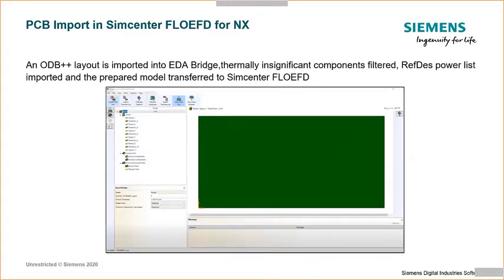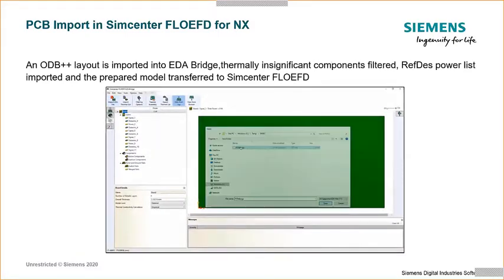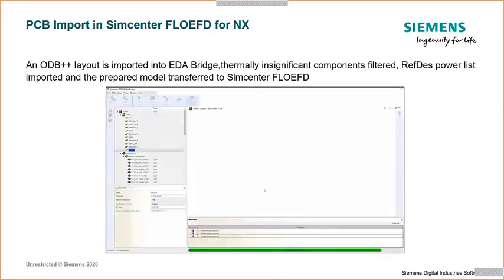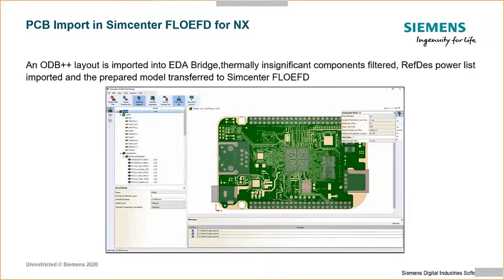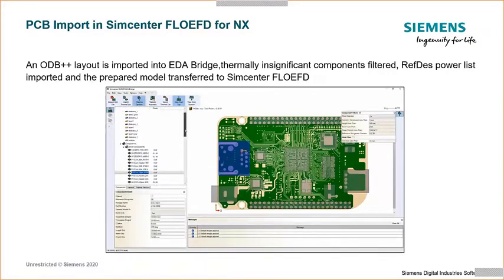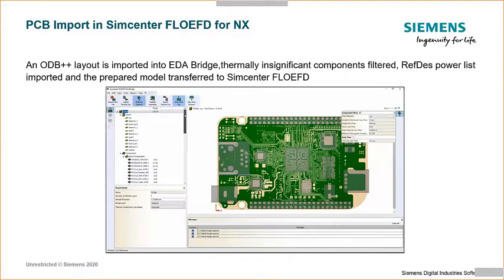So this shows how EDA Bridge can be used to import, in this case, an ODB++ layout. It's imported. Filter functionality enables thermally insignificant components to be filtered, in this case, less than, I think, 0.6 millimeters high. In terms of power dissipation, a RefDes power list can be imported. After all that's done, the modeling level of the entire PCB assembly can be defined. In this case, the PCB is represented as a lumped thermal representation. And after all those settings are made, the entire assembly is transferred into Simcenter FlowEFD.